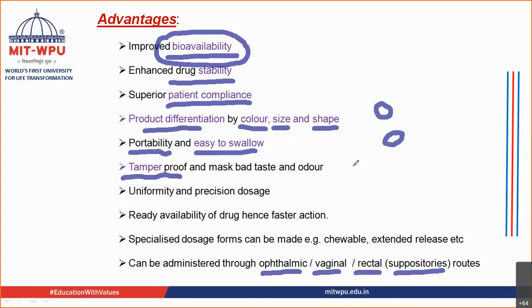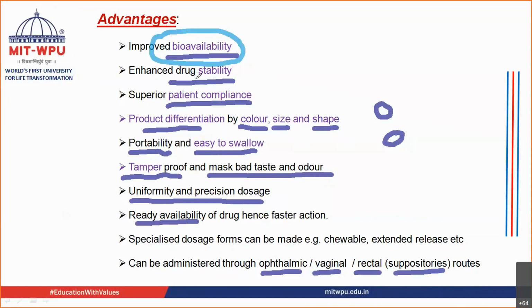If you apply a little bit of pressure, the cap and body can be separated out. But the soft gelatin capsules are totally tamper proof because there is no cap, no body. It is a single unit, and it also masks bad taste and odor. Like tablets and hard gelatin capsules, it has uniform and precise dosing. It is also readily available, as I've said.